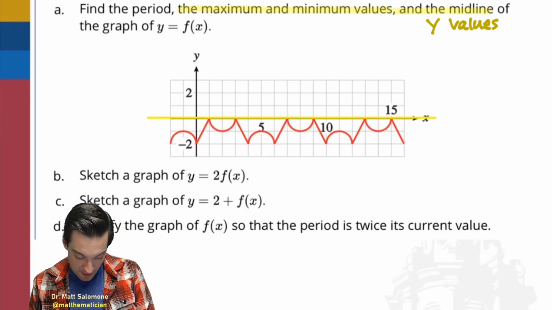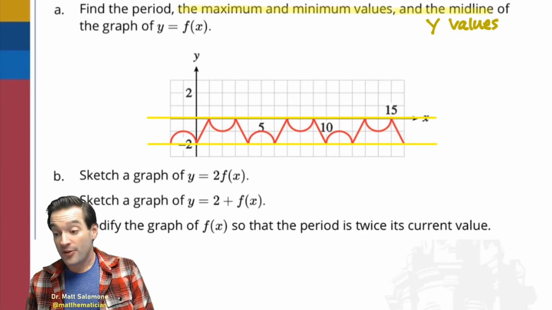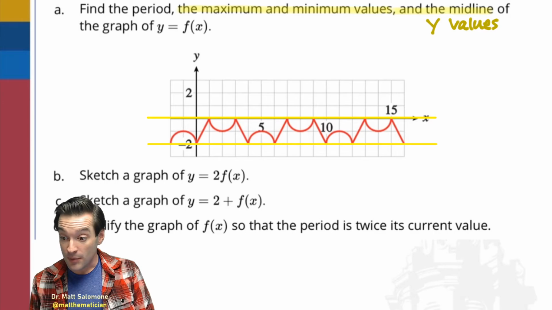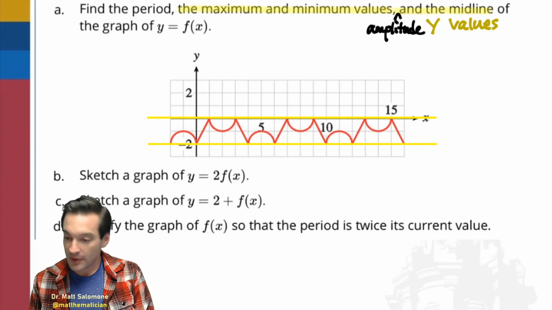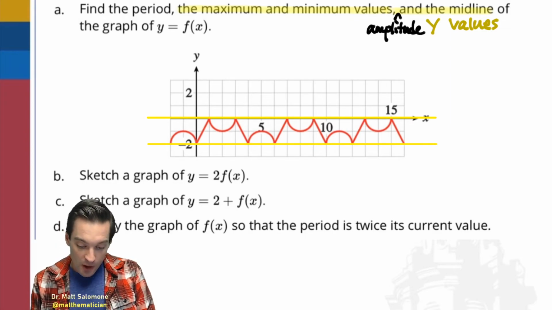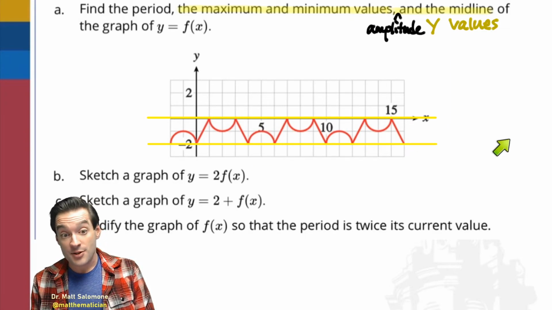And answering the question about the minimum and the maximum first is going to help us to answer the question about the midline and the amplitude. I'm going to actually add amplitude into this, even though the question doesn't ask for it. I also want amplitude. Okay, so what are the equations of the yellow lines that I just sketched in on this graph?